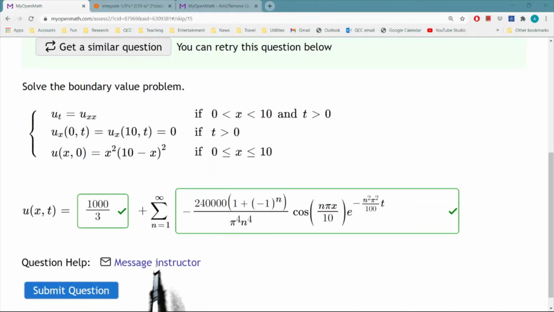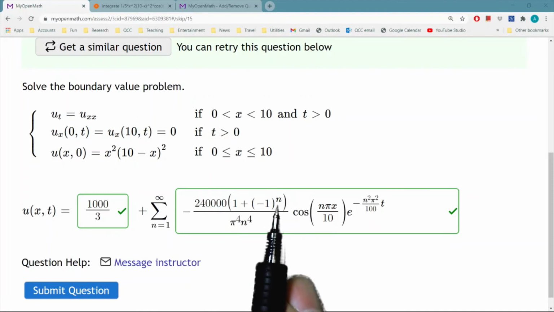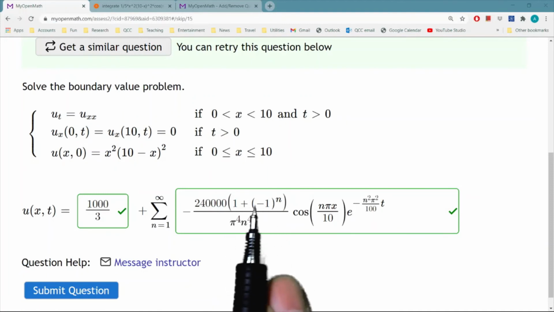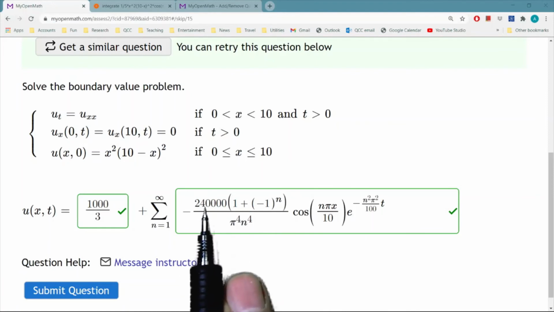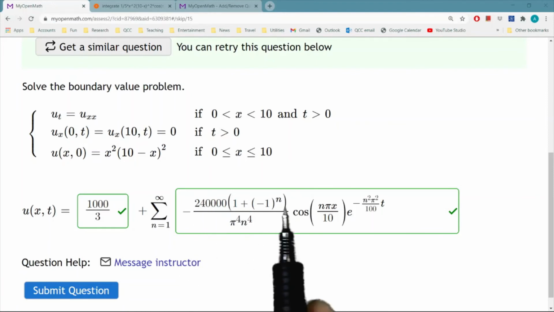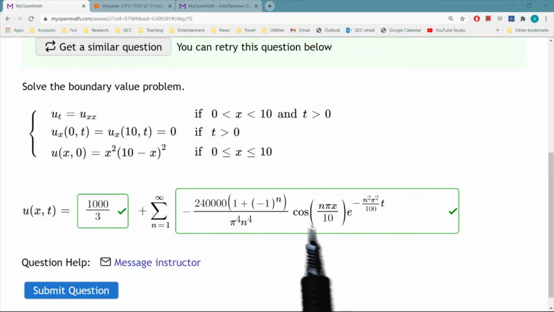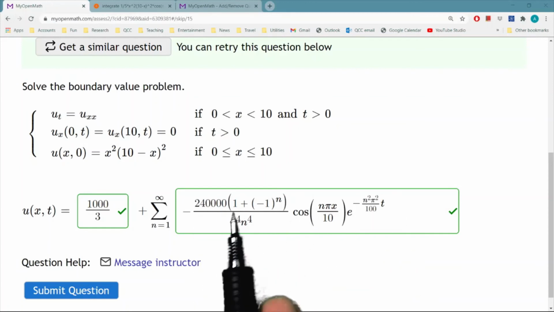Now I want to point out one more thing here. If you make an observation, when n is even, this is just 1 plus 1, that's 2. That just becomes 480,000. When n is odd, though, this is a negative 1. You add it to 1, you get 0. So we have no terms when n is odd. When n is odd, all of these are gone.